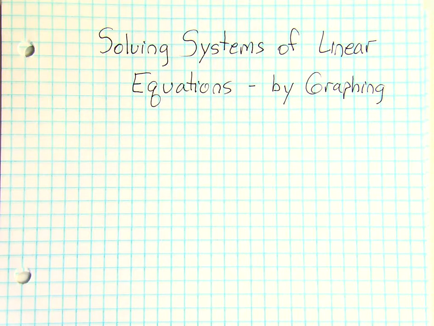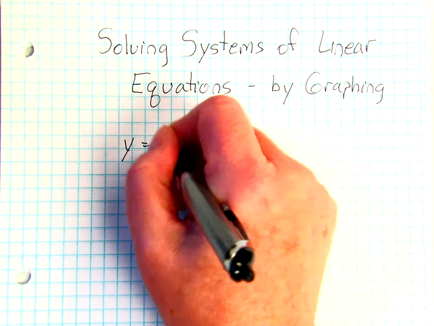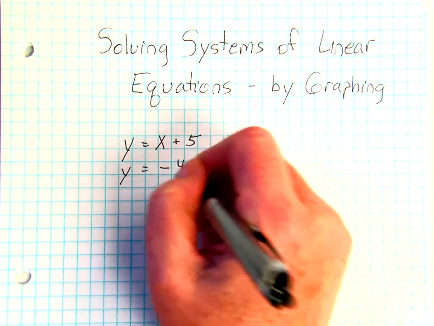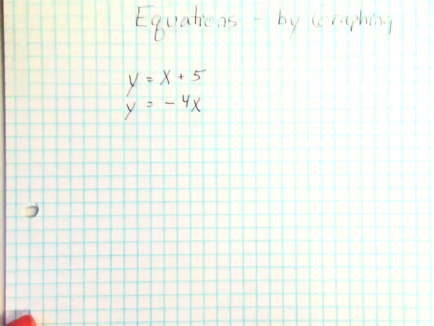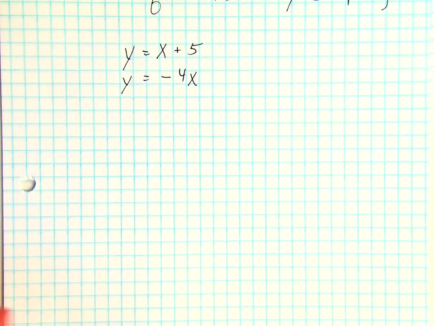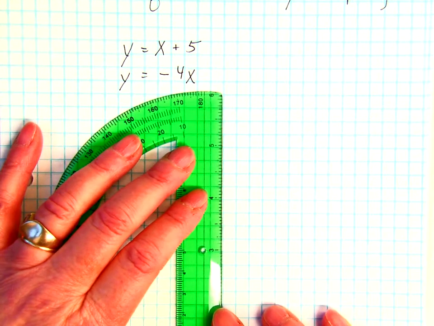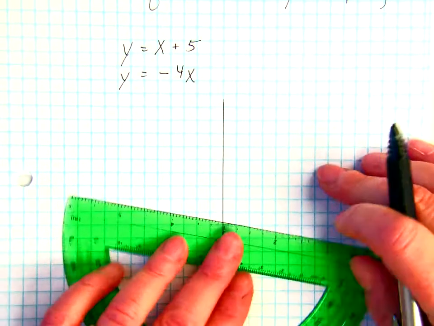Okay, so today we're going to talk about solving systems of linear equations by graphing. Basically, what we're talking about here is taking two linear equations, such as y equals x plus 5 and y equals negative 4x, graphing them on the same coordinate plane and just seeing where they intersect. At that intersection point, we can say that that is the one solution that will work for both of these linear equations.